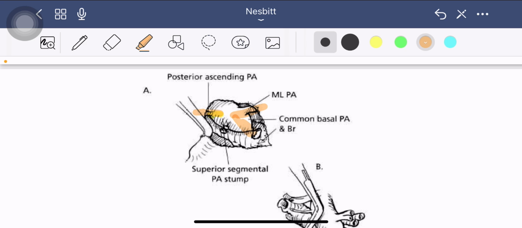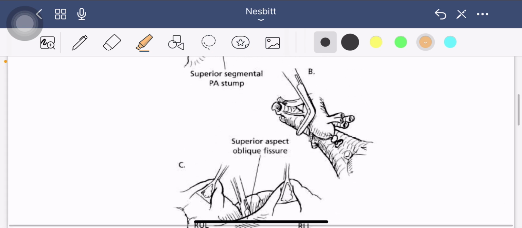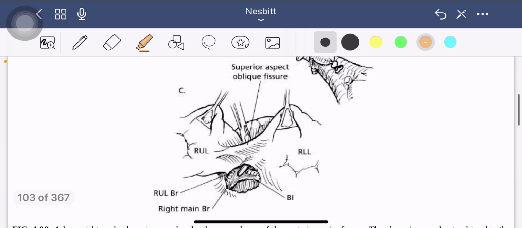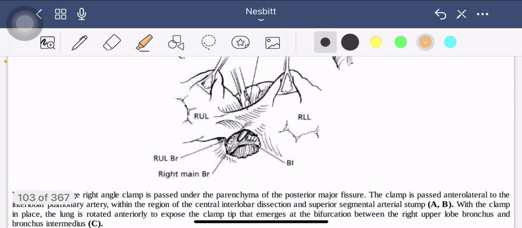So this is the posterior ascending pulmonary artery. This is the middle lobe pulmonary artery, and this is the common basal pulmonary artery and its branches, and this is the superior segment pulmonary artery stump.